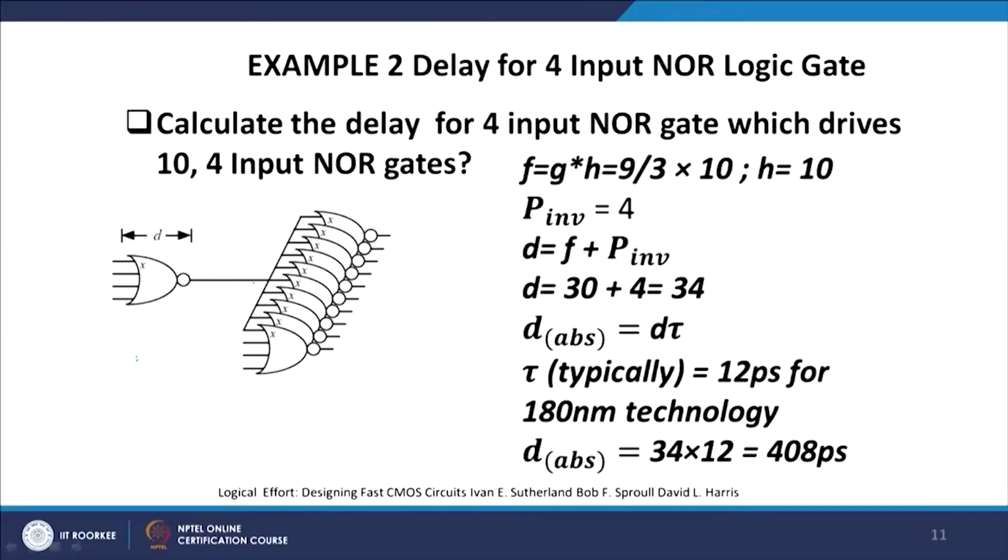Let us suppose I have a single 4 input NOR logic driving 10 such gates. As I discussed with you, F will be G into H. G in this case will be 9 by 3. It will be 9 by 3, you can check it for a 4 input NOR gate, for example.